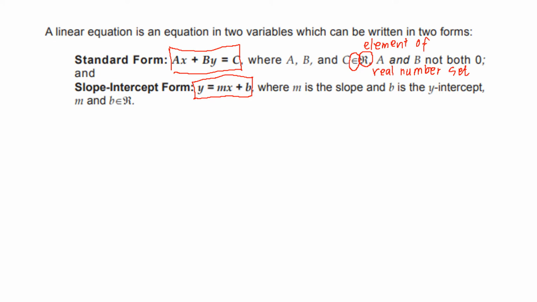So again, I'll write it here. For the standard form, it is ax plus by equals c. And for the slope-intercept form, it's y equals mx plus b. Okay, so as you can see, in the standard form, the c here is actually the constant. a and b are numerical coefficients of x and y. In the slope-intercept form, what we have is the slope and the y-intercept.